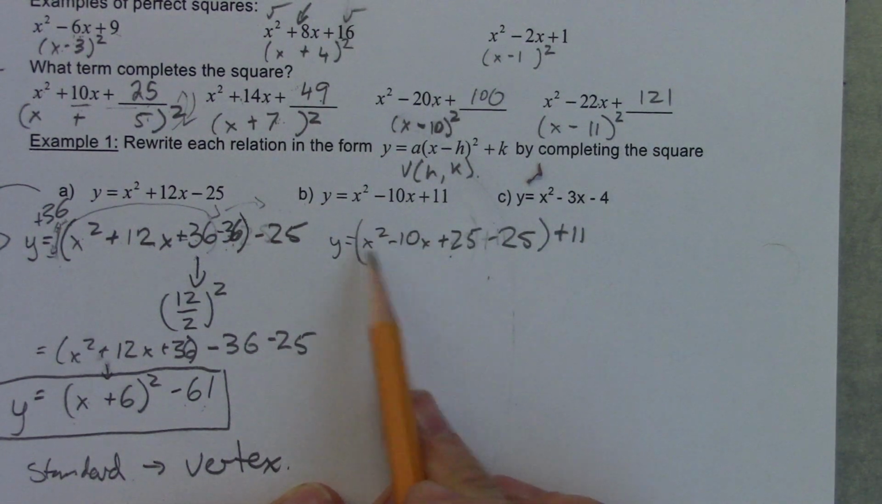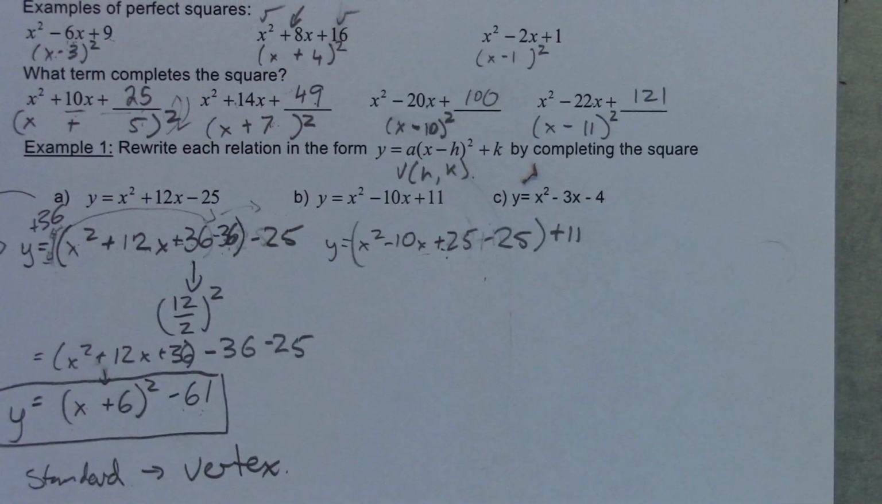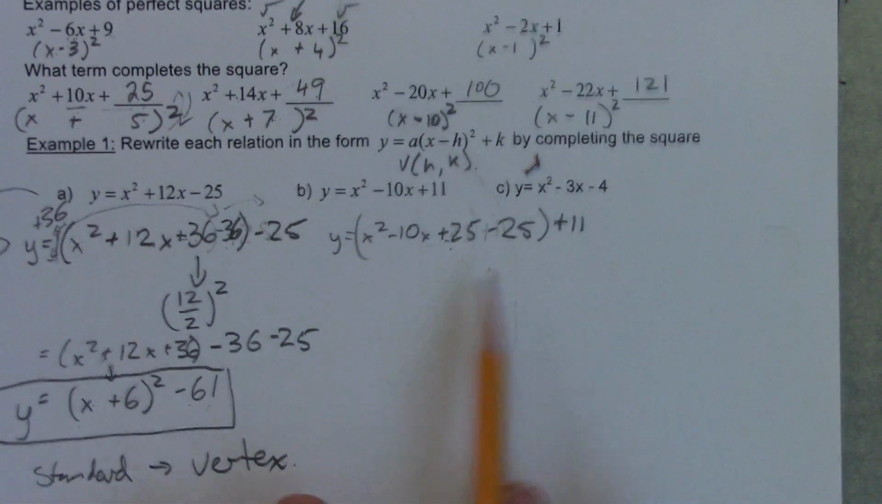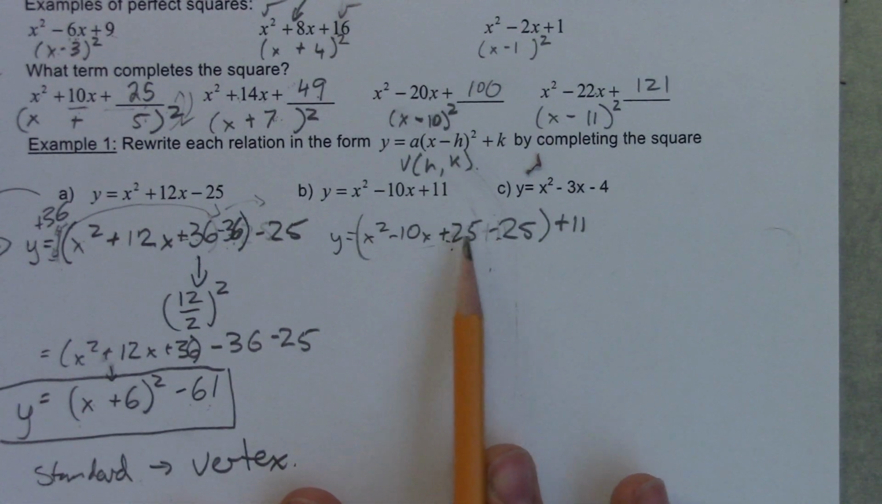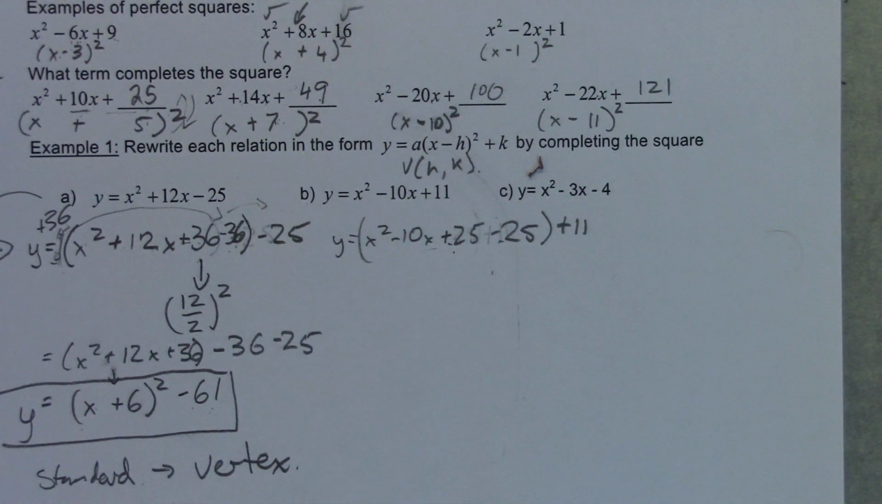This term for your perfect square trinomial has to be positive. So you're always going to add and then subtract. Always. Because you can't take the square root of a negative number, right? If you put the negative 25 first, you're going to have to square root that to get the perfect square, and you can't.